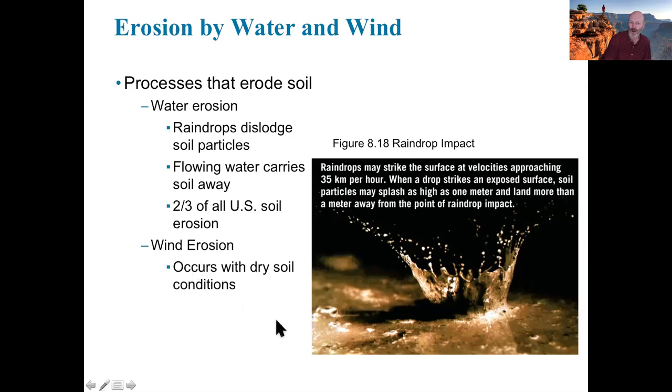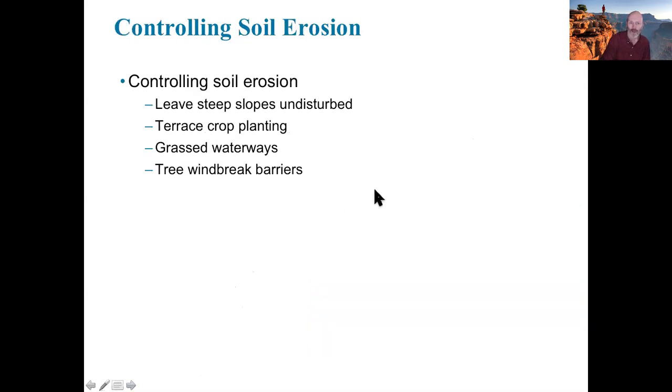Wind erosion occurs with dry soil. If it's wet, it's going to be compact and it's not going to blow away. The way we control soil erosion, we can put up tree windbreaks, as I've mentioned before, like they did in the Dust Bowl in the 1930s, in the Depression era. We can also have grassy waterways that will keep things from flowing away because the roots of the grass will hold on to the soil.